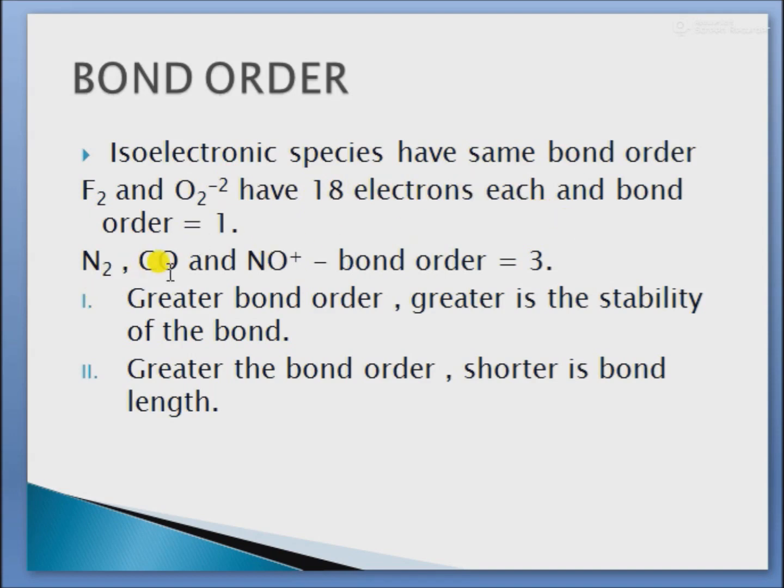And in case of N2, CN- and NO+, each has 14 electrons, and the bond order of each molecule is 3. Greater the bond order, greater is the stability of the bond. Greater the bond order, shorter is the bond length. These are some observations from the bond order. When the bond order is higher, the stability of the bond is also higher. When the bond order is higher, it shows the shorter bond length.